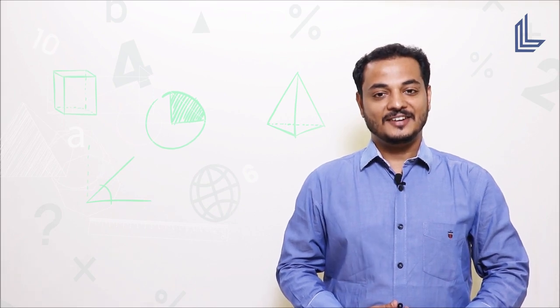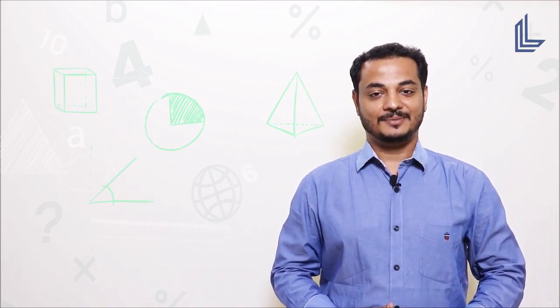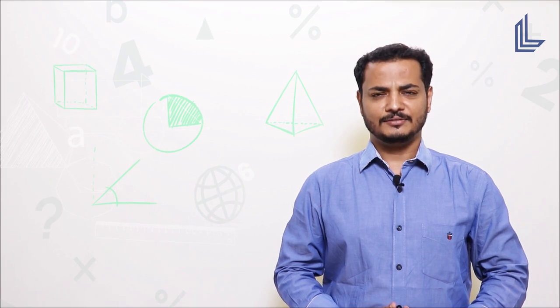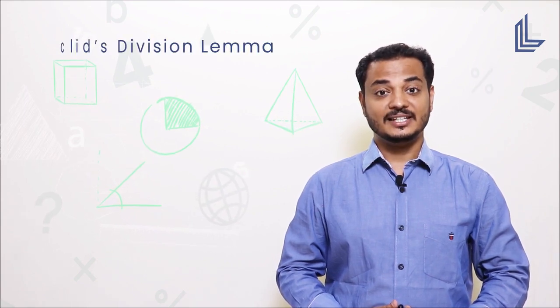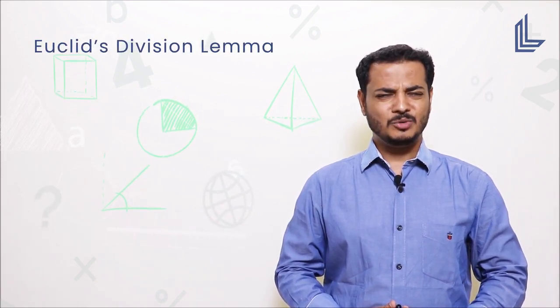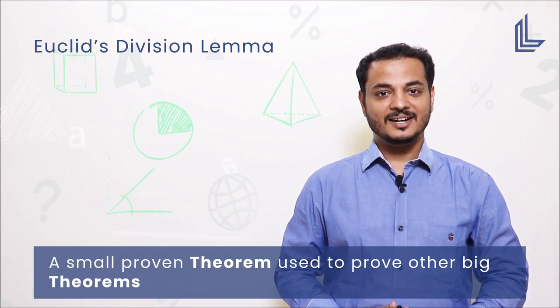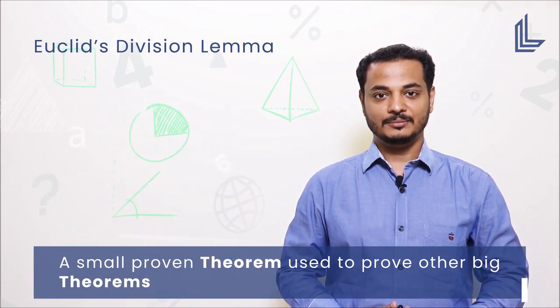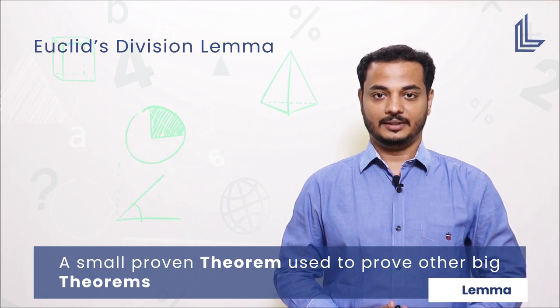Alright friends, we are now ready to start off our first chapter, that is real numbers. The first thing that we are going to look at is Euclid's division lemma. Now what do you mean by a lemma? A lemma is a small proven theorem that is used to prove other big theorems.